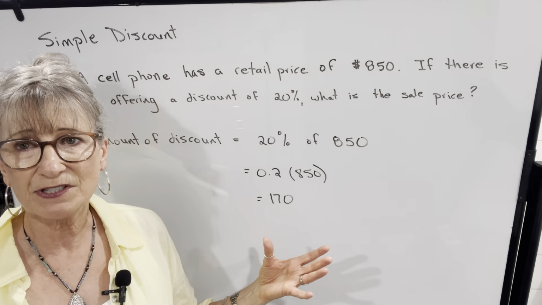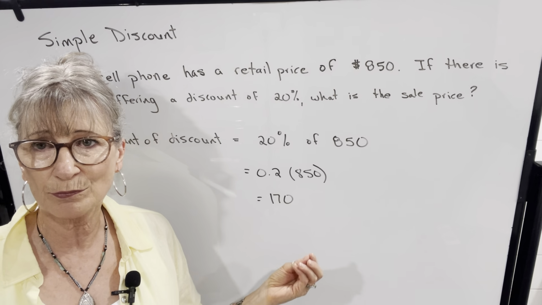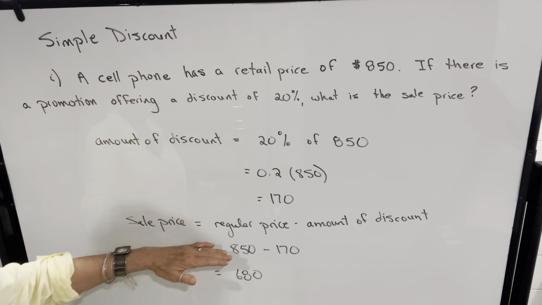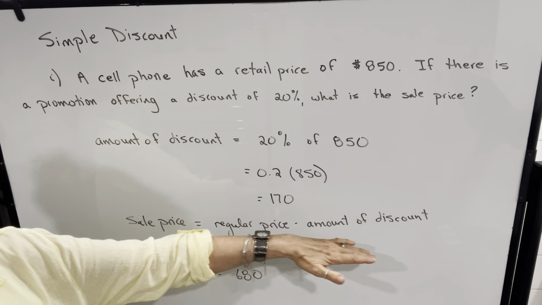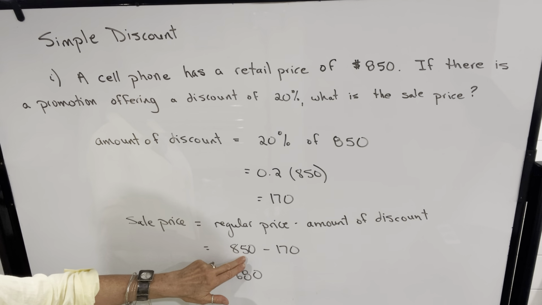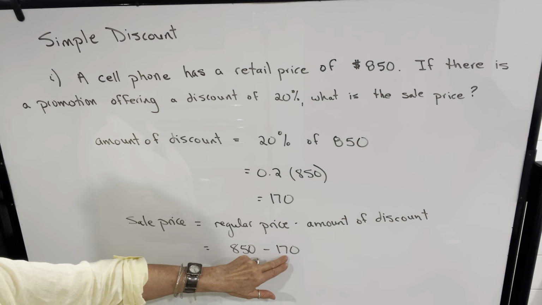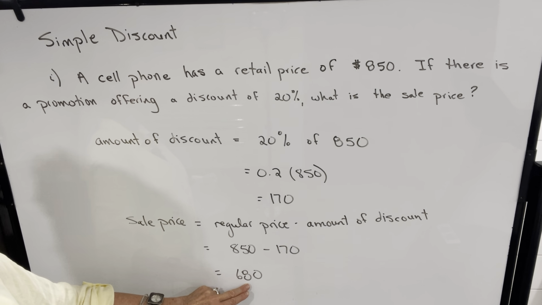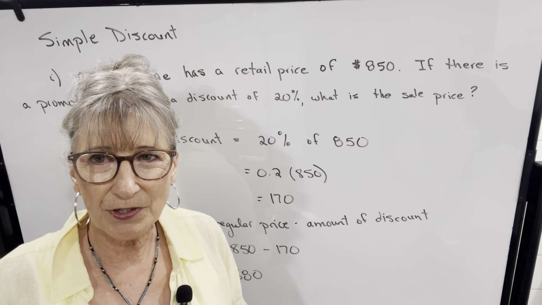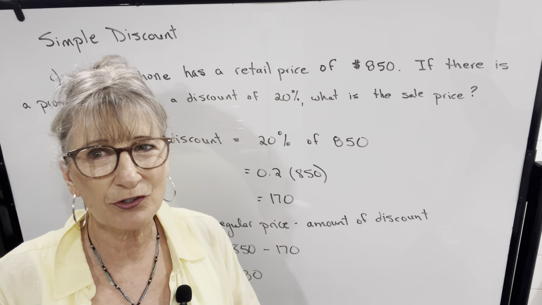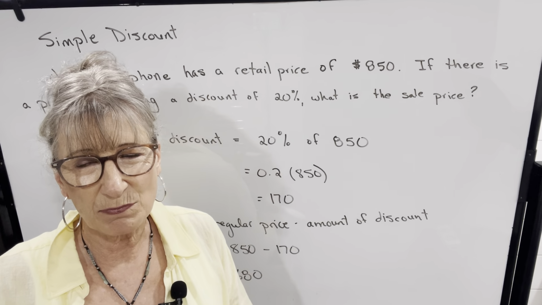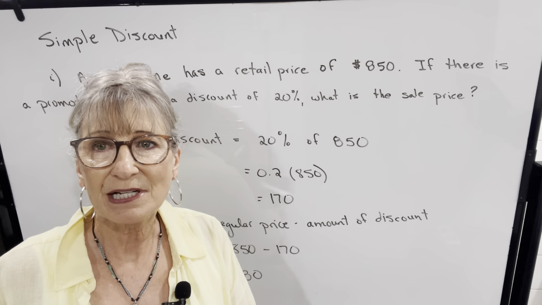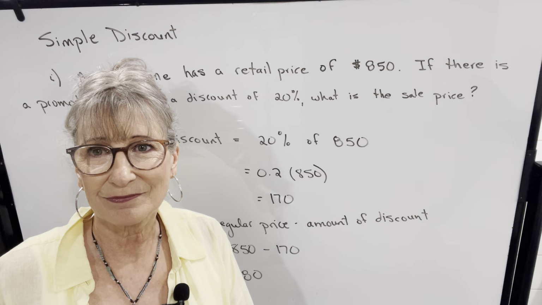Once we have that amount of discount, we can then subtract it from our regular price to get our sale price. So the sale price is the regular price minus the amount of discount. Regular price is $850. Amount of discount is $170. So our sale price would be $680. Doing it this way is a little longer than necessary, but I like students to have an understanding of what these numbers mean and what they're actually finding. But let's look at another method that's going to be shorter.